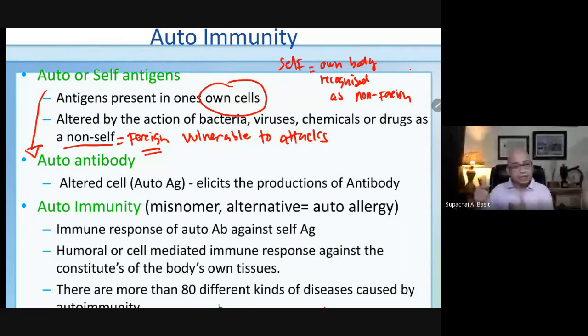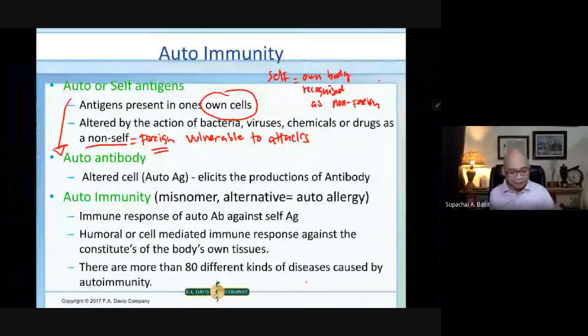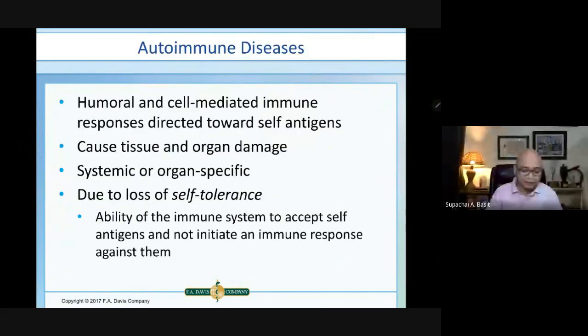So there are two types of attacks that can be done to our own self. It is either humoral, where our own antibodies will attack our own tissues, or cell-mediated, which could be through the action of, for example, cytotoxic T cells and natural killer cells attacking our own tissues. And take note that there are actually more than 80 kinds of diseases caused by these autoimmune diseases.